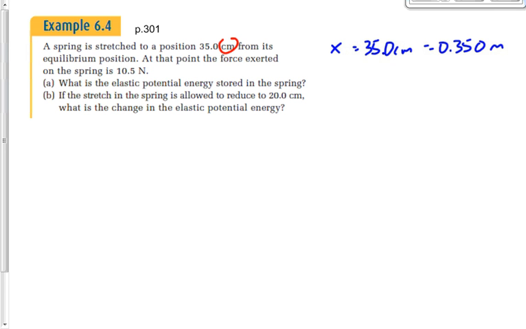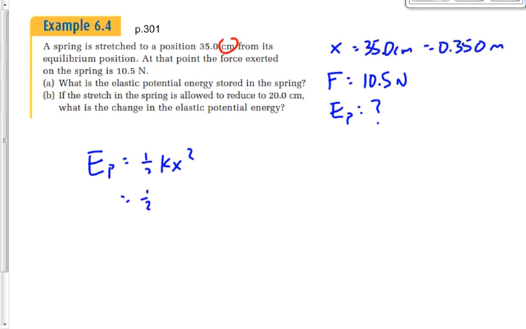The force exerted is 10.5 newtons. We want to find the elastic potential energy there. We'll worry about B later on, if the spring's allowed to stretch 20 centimeters. Okay, we want to find elastic potential energy. We know that we're going to say EP is equal to 1/2 kx squared, 1/2 times K times 0.350 squared. The only problem is I don't know what K is. I don't know what the spring constant is. I don't know how stiff this spring is.